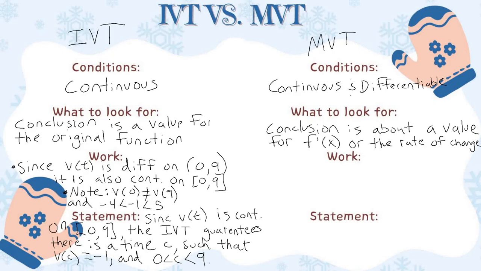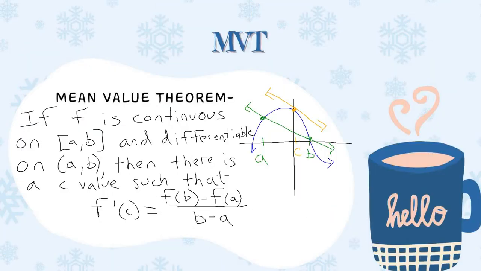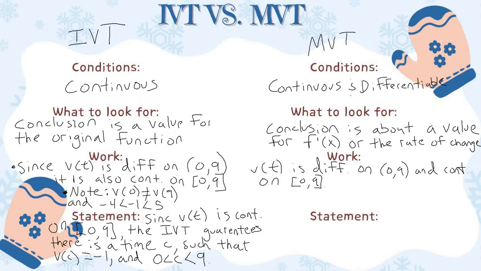So my work, I'm still going to say V of t is differentiable on 0 to 9 and continuous on 0 to 9. Okay. I don't have any requirements for my y values. However, remember that basically what our MVT conclusion is something about my derivative equaling the average rate of change. Yes? So I kind of need to calculate what the average rate of change is. So I'm going to do that.